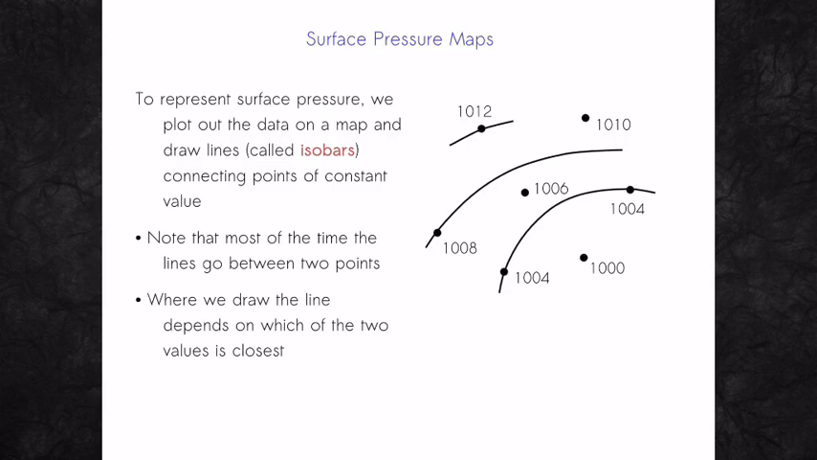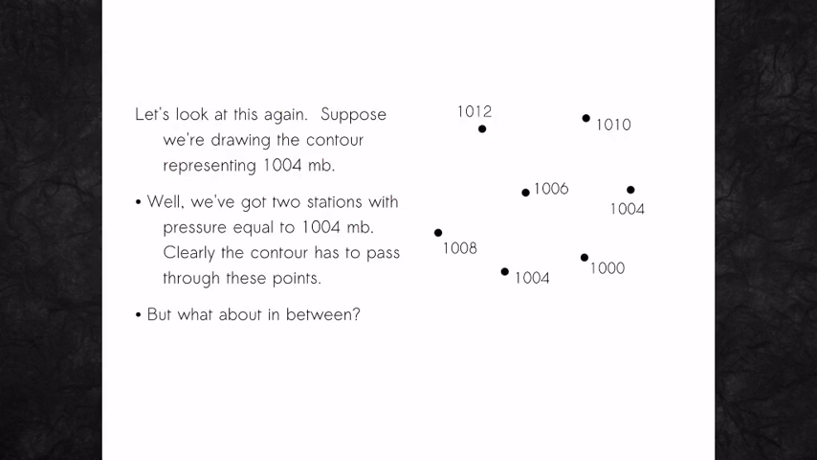Okay, so now let's talk about how we actually draw in these isobars, in these individual contours. So let's think about the isobar that represents 1004 millibars first, since we have two stations with values of 1004, specifically these two. So we know that when we draw our 1004 millibar contour, it's going to have to go through those two stations. But how does it get there?